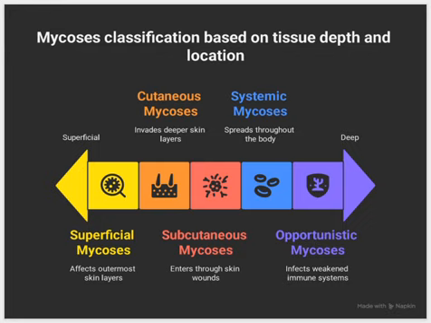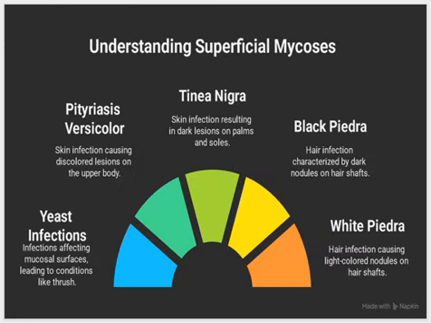Fungal infections, or mycoses, are classified by how deep they penetrate tissues. Superficial mycoses affect the outer skin layers, while cutaneous mycoses invade deeper skin. Subcutaneous mycoses enter through wounds, systemic mycoses spread throughout the body, and opportunistic mycoses mainly affect people with weakened immune systems. This classification guides diagnosis and treatment.